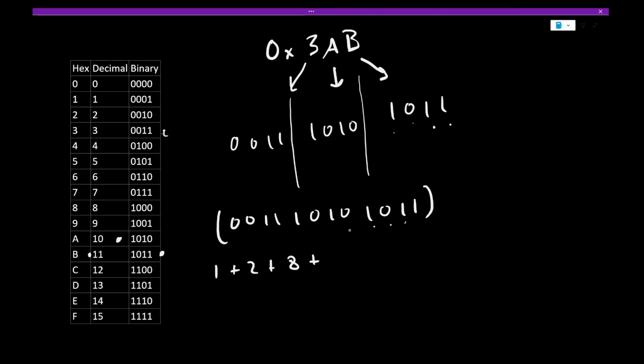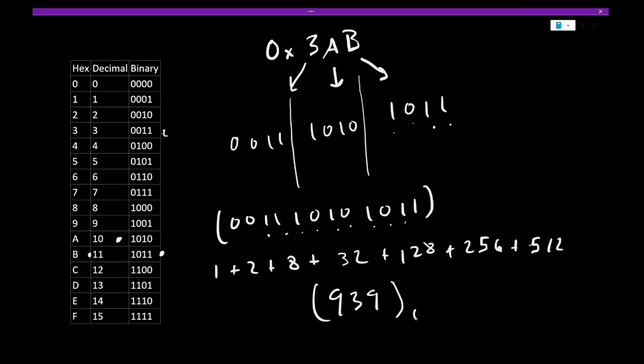That's 4, that's 8. Do we have 16? No. Do we have 32? Yes. 64 is off. 128 is on. 256 is on. And 512 is on. When you sum up 1 plus 2 plus 8 plus 32 plus 128 plus 256 plus 512, you again get 939 base 10. And that's just the second method of doing this.